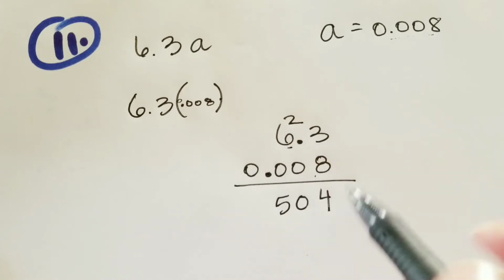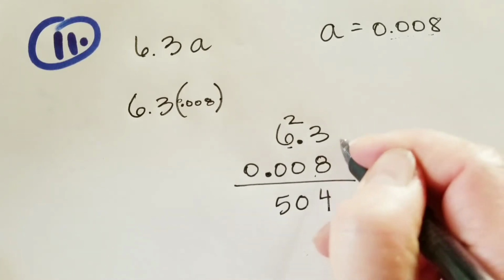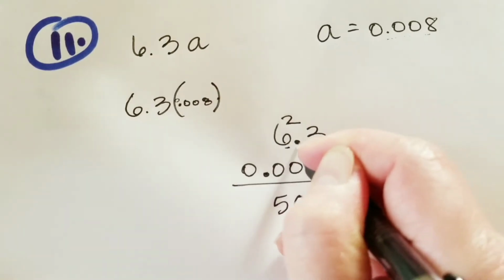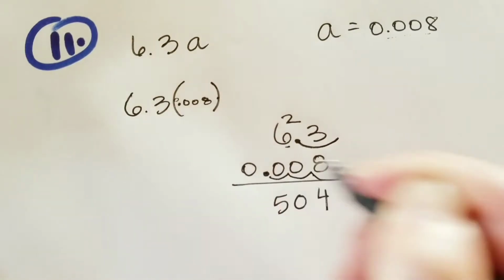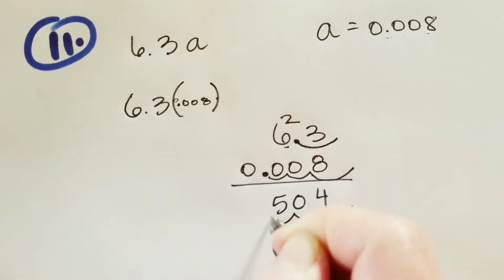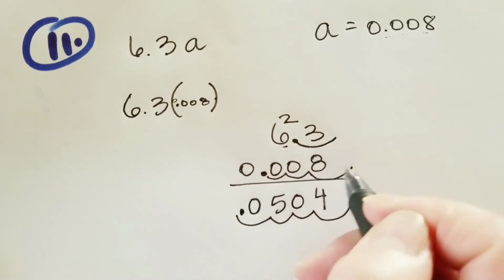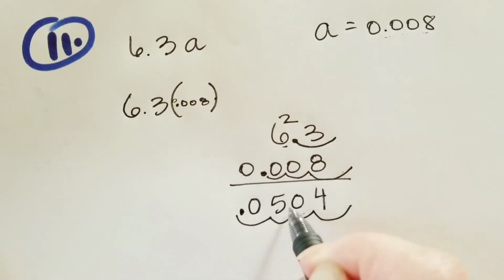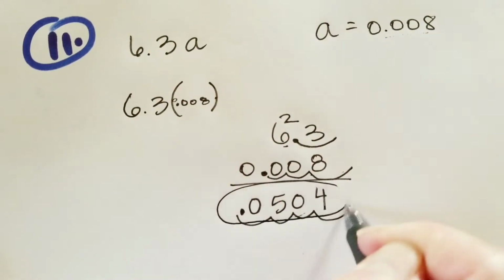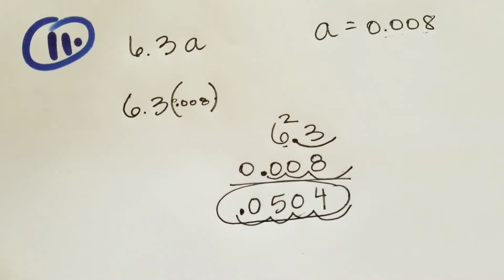You could go through the process of multiplying these zeros in, but what you can also do is stop right there and just count your decimals back. 1, 2, 3, 4. 1, 2, 3, 4. Put that 0 there and then place your decimals. Okay, 1, 2, 3, 4. And your answer is 0.0504.